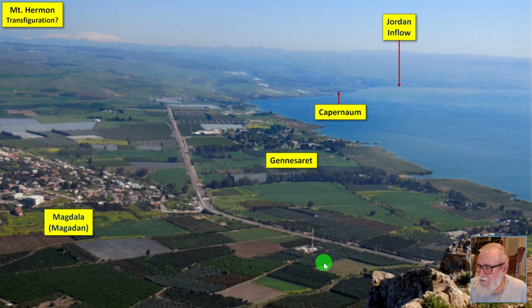You can get an idea of how tall this is from this radio tower here. That's a several hundred feet tall radio tower, and in between the village of Magdala, or Magadan, and Mount Arbel is this valley or slot that the wind blows down. So you can see it's kind of a funnel for the winds coming in from the Mediterranean.